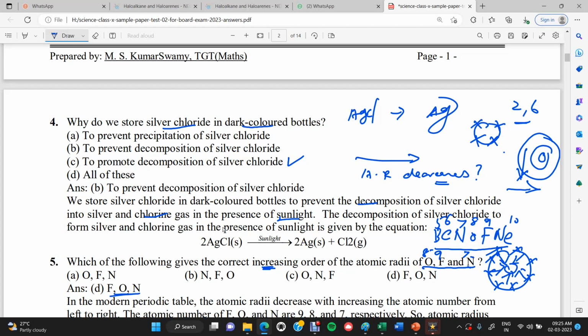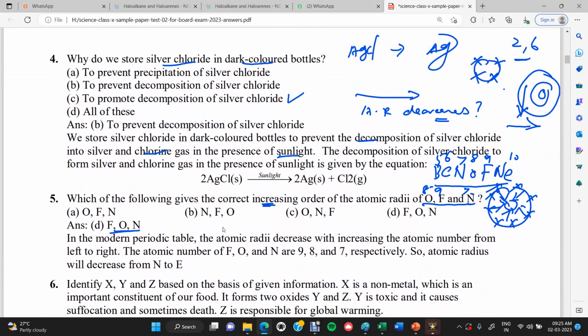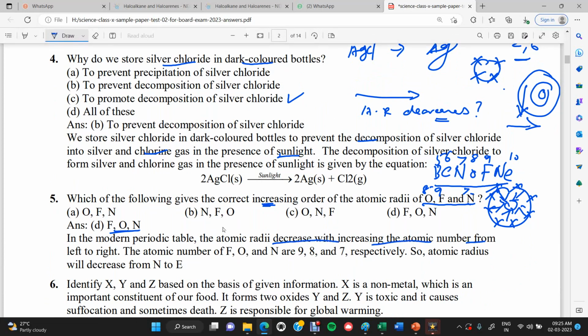Okay, so they had given the explanation for that. In the modern periodic table, the atomic radius decreases with increasing atomic number from left to right, what I explained. The atomic numbers of fluorine, oxygen, nitrogen are 9, 8, 7 respectively. So atomic radius will decrease from nitrogen to fluorine. They mentioned it as E, but it is F. Nitrogen to fluorine. Right.